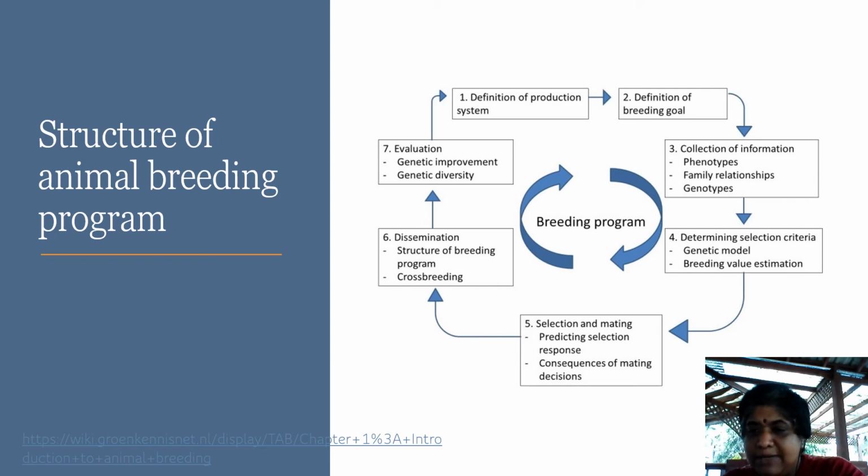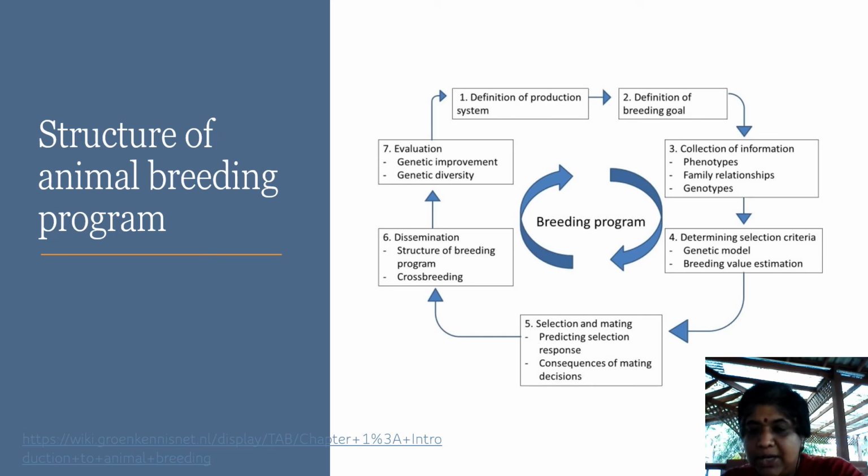Then you determine the selection criteria. And in selection criteria, you have your genetic models. Genetic models are like the North Carolina design and the diallel design, which we covered in topic 9, and I've already put up the notes there. And how do you estimate the breeding value?